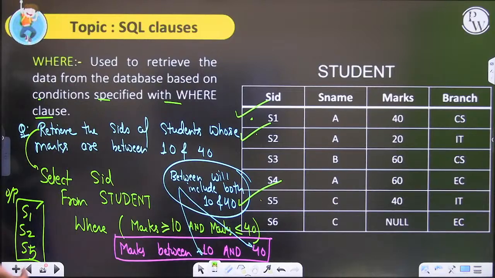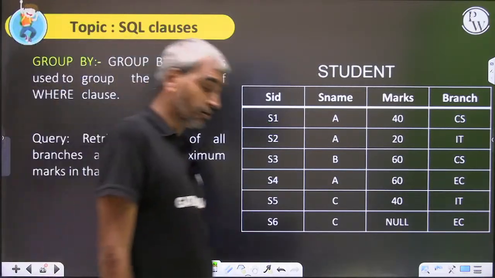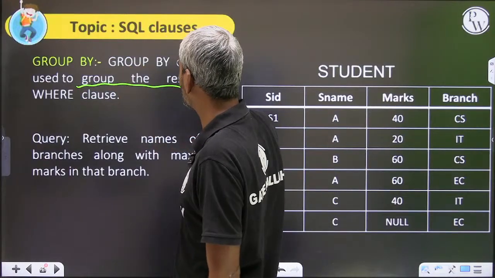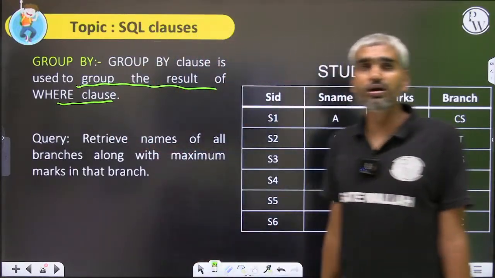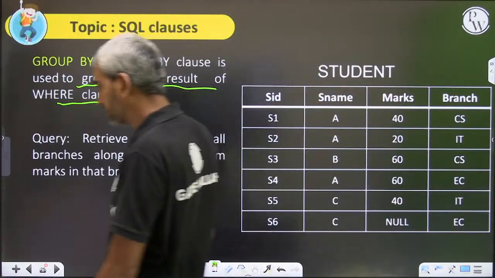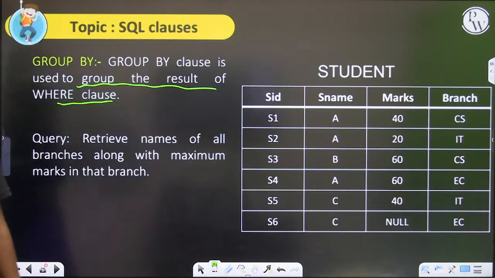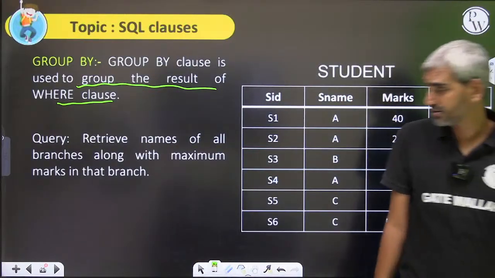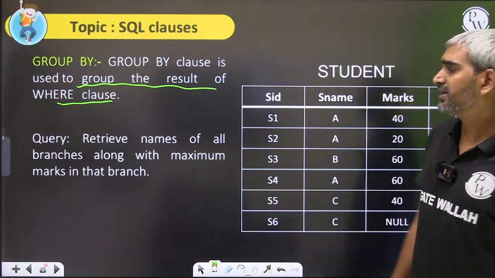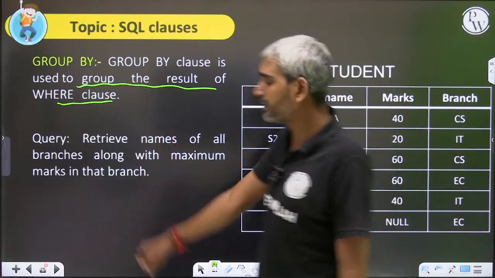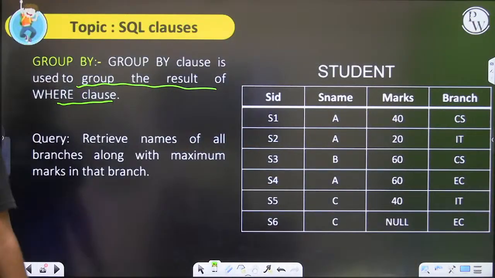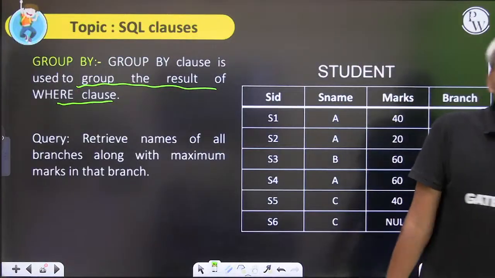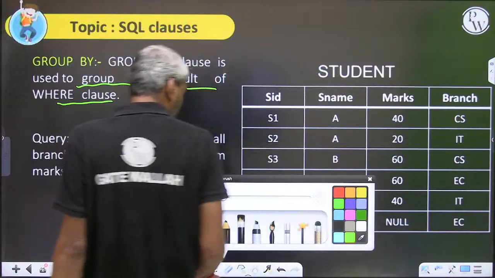Okay, let's move to the next thing, that is group by clause. So this is important. Group by clause is used to group the result of where clause, and generally we will use it to group the result of where clause, but in this query I'll not be using the where clause. Please look at this query and try to provide me the answer. Retrieve names of all branches. You need the names of all branches along with maximum marks in that branch.